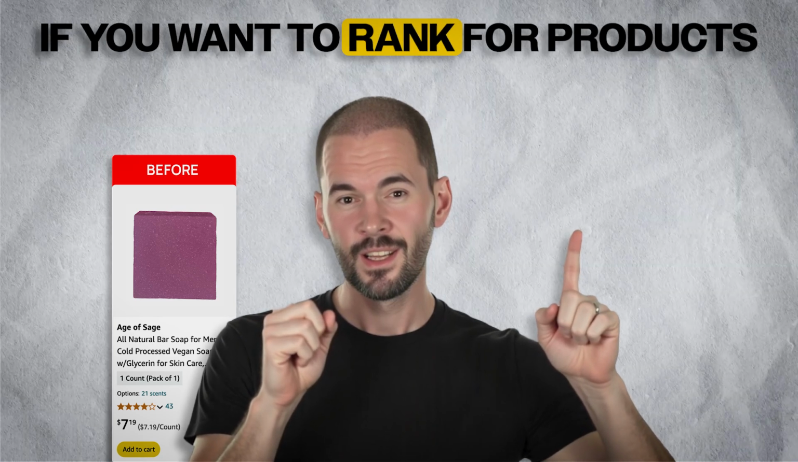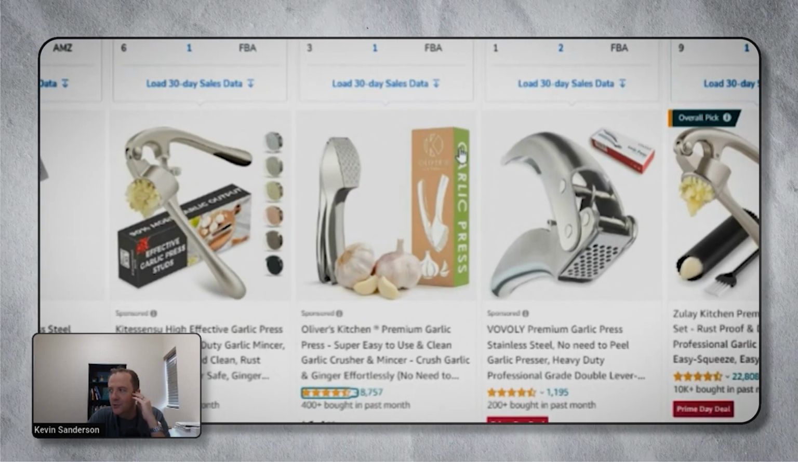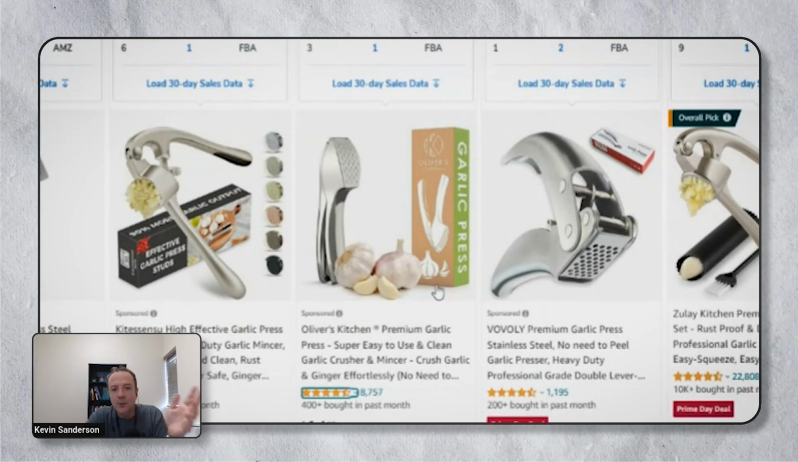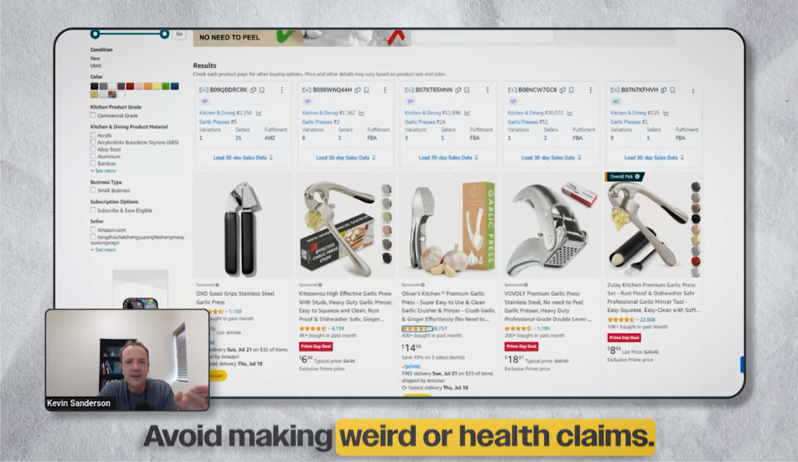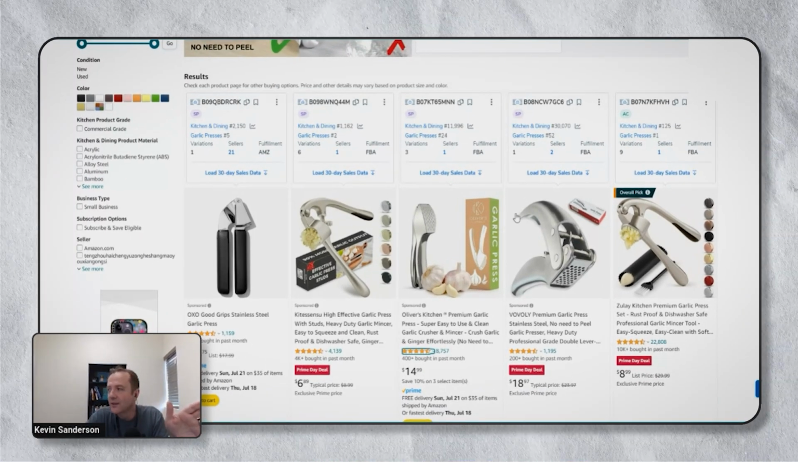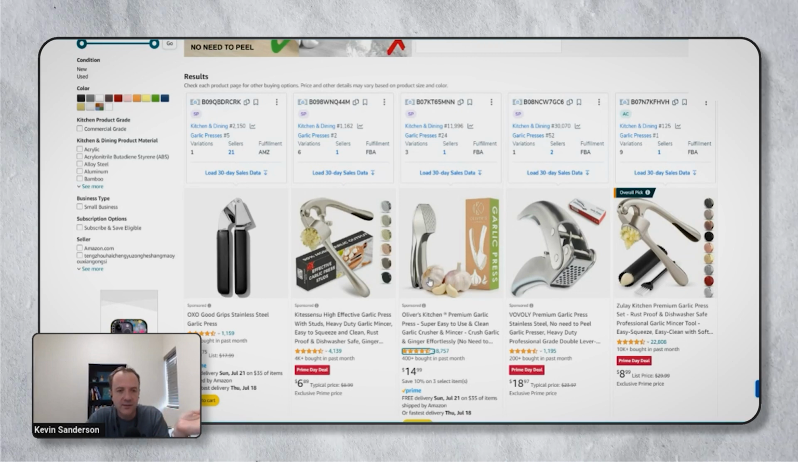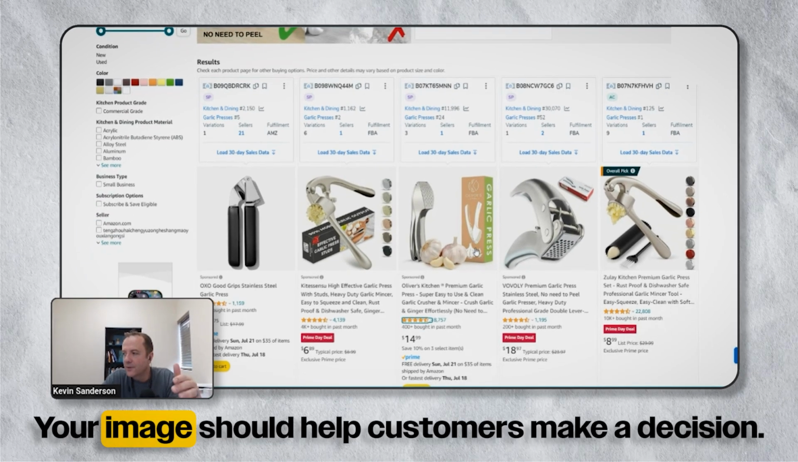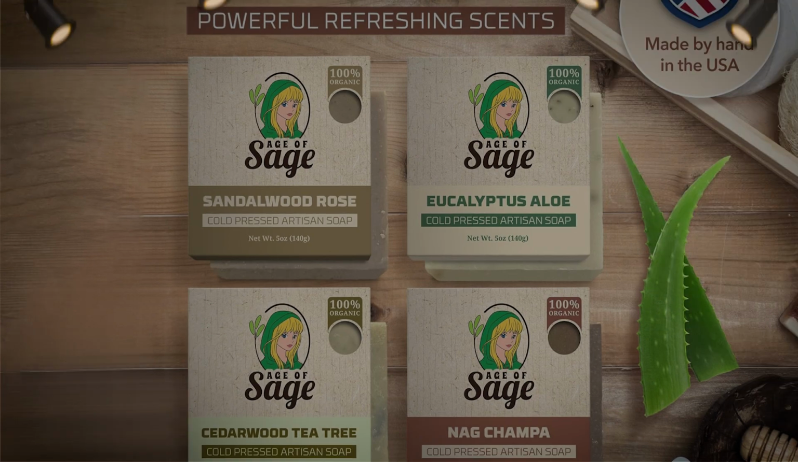So if you want to rank for products, put the keyword in the image. It's kind of hard to write it in the white part, but you can use that real estate on the packaging. Now, as long as you're helping the customer and you're not making weird claims, especially health claims and things of that nature, you can generally get away with things like adding that there. No one's going to complain like it didn't come with 2 heads of garlic. People understand that part. So you want to have something that's going to help customers make the decision, remind them what it is they're buying, showcase your product in a good light.